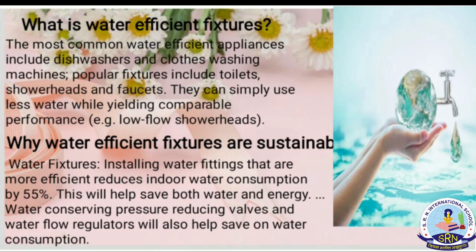Why are water efficient fixtures sustainable? Installing water fittings that are more efficient reduces indoor water consumption by 55%. This will help both save water and energy. Water conserving pressure reducing valves and water flow regulators will also help save on water consumption.